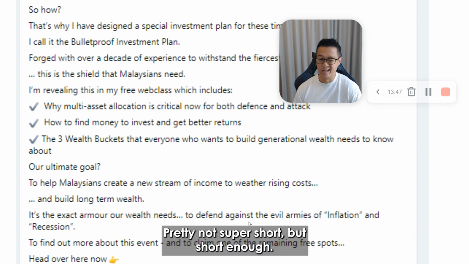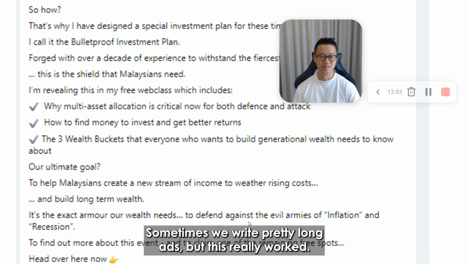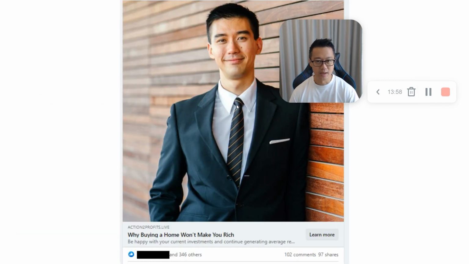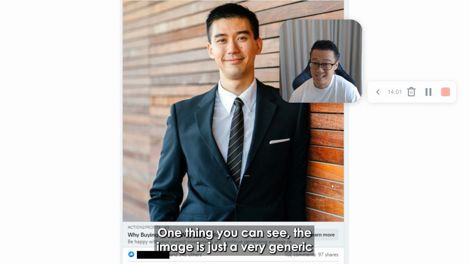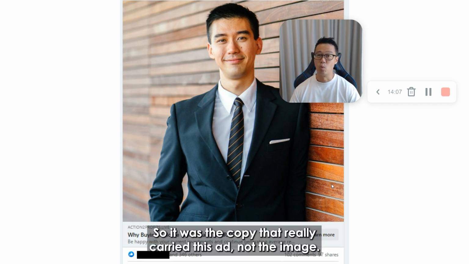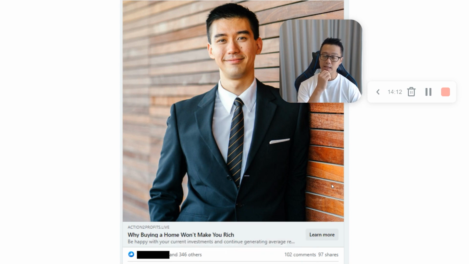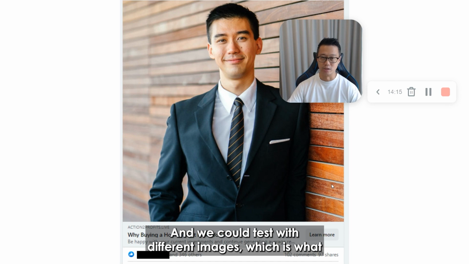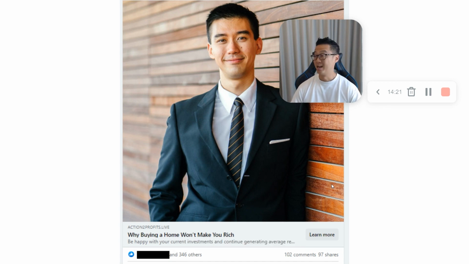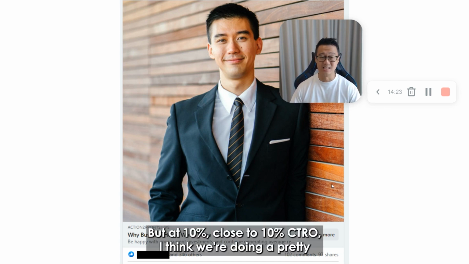It's pretty short, not super short, but short enough. Sometimes we write pretty long ads, but this really worked. You can see the image is just a very generic image, nothing special about it. So it was the copy that really carried this ad, not the image. We could test with different images, which is what we're doing right now to see if that improves the effectiveness of the ad. But at close to 10% CTR, I think we're doing a pretty good job.